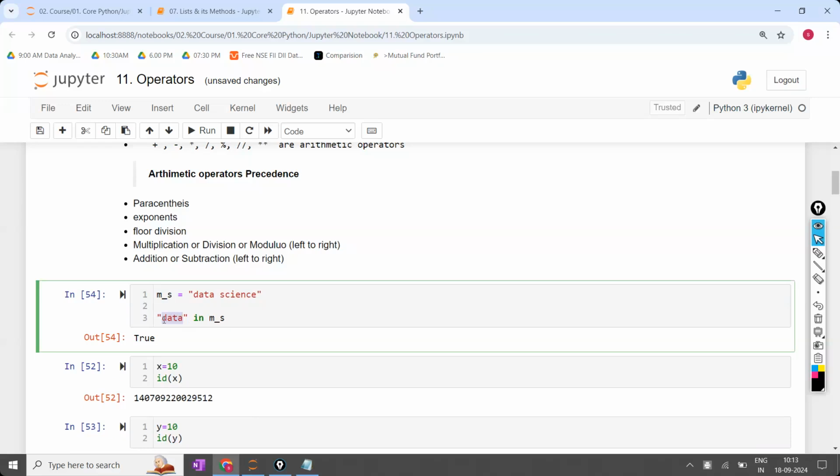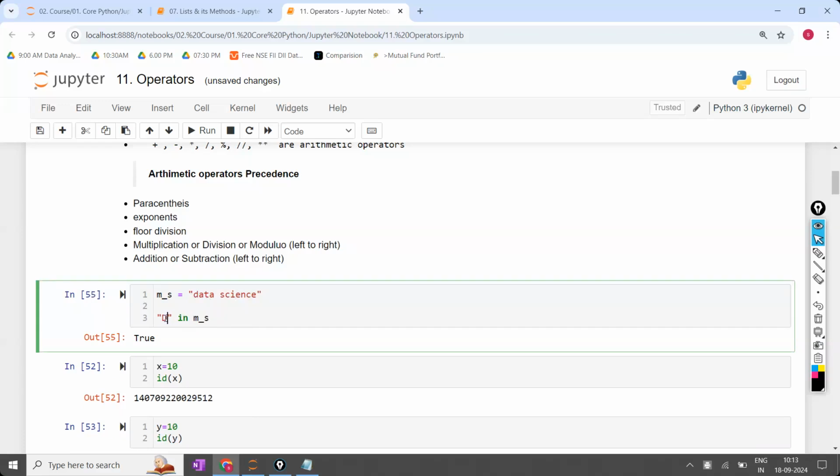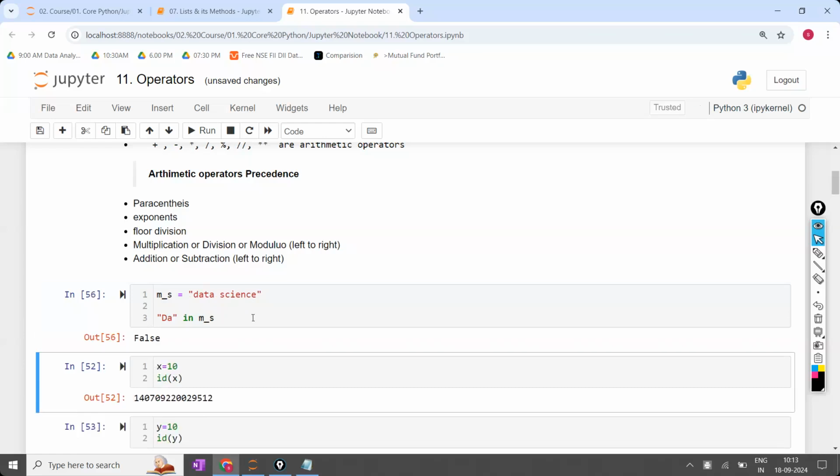As one of the students is asking, whether small ENC is available. Small ENC, no, this one, no. Here ENC is available, so it is available means output is true. For example, I'm asking for caps lock DA. Is any combination of caps lock DA available in the entire string, wherever it is? It is not available, so false.